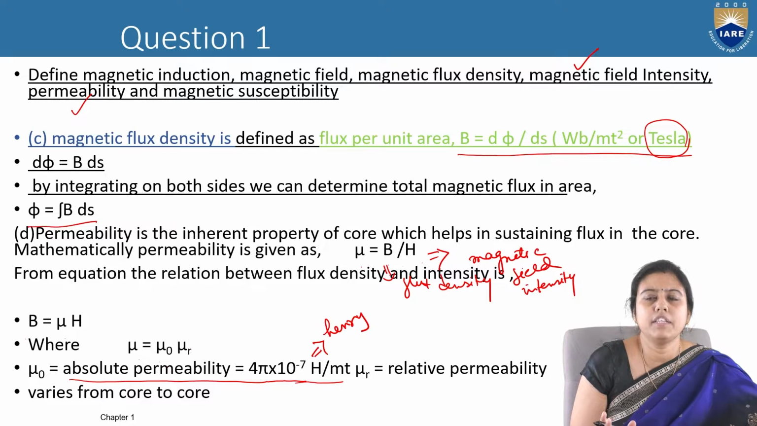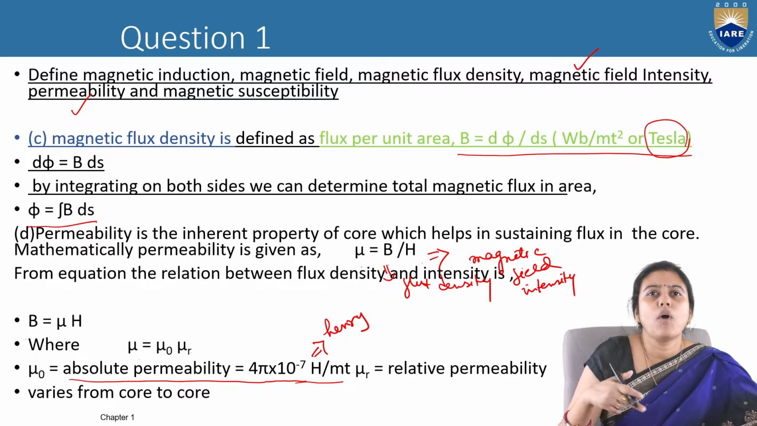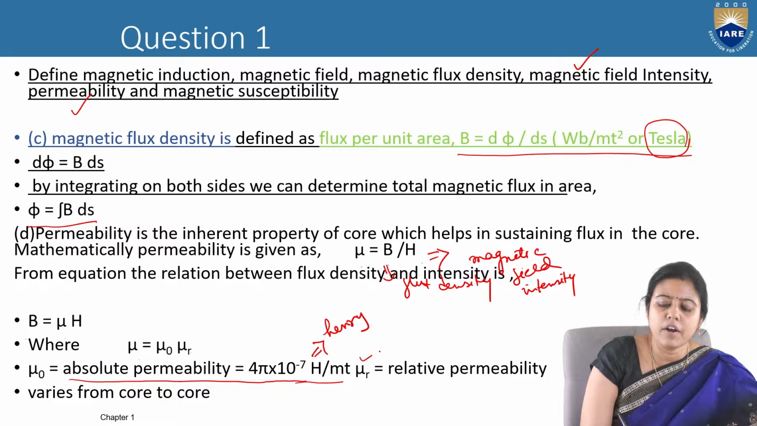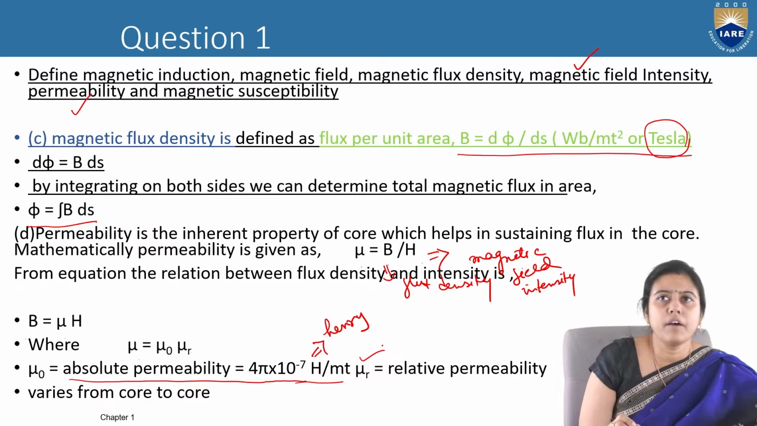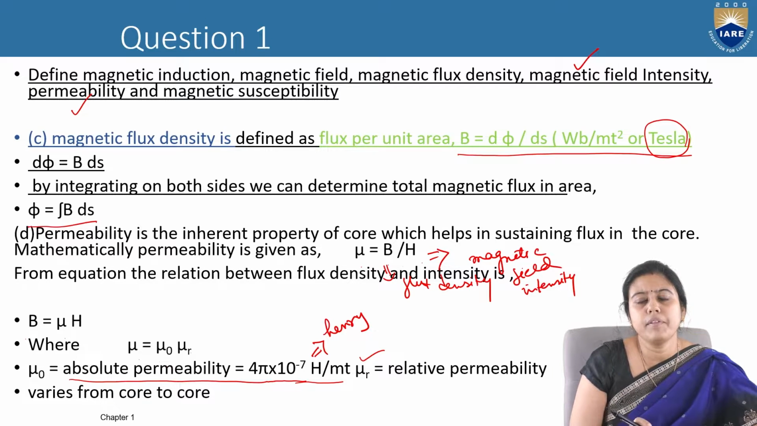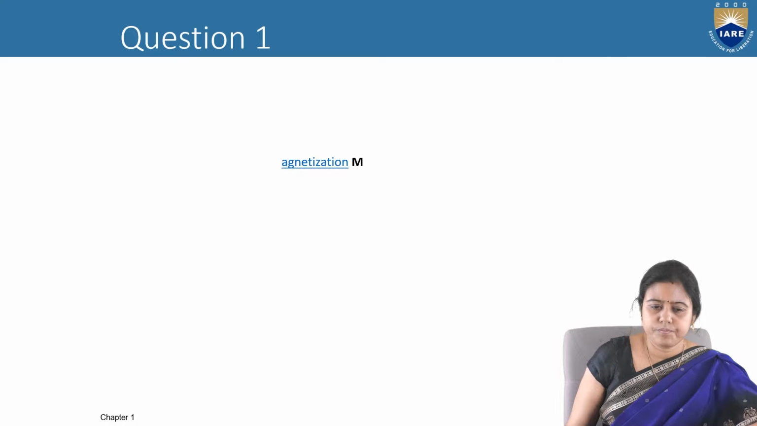What is mu r? Mu r is the relative permeability. What is the meaning of relative permeability? With respect to air or vacuum, the permeability of the medium is known as mu r, and it is also known as the relative permeability. Relative permeability generally varies from core to core.